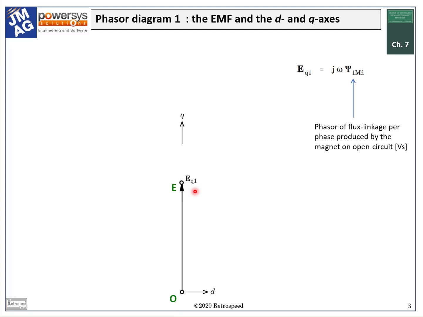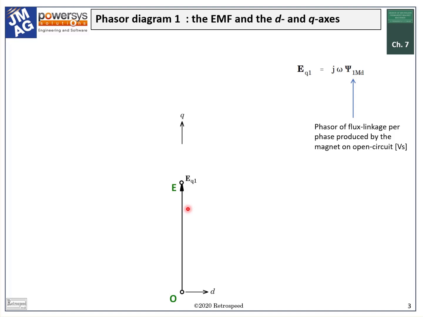But to be completely rigorous, we should mention that space harmonics of the winding distribution do affect the values of the synchronous reactances. We don't need to study this in any detail here. The other important point about j omega is that the radian frequency omega is 2 pi times the fundamental frequency in hertz, and this is directly proportional to the speed of rotation. Therefore, the EMF is proportional to the speed of rotation.